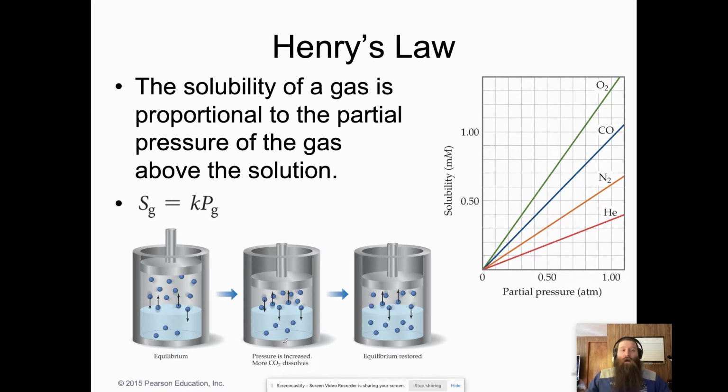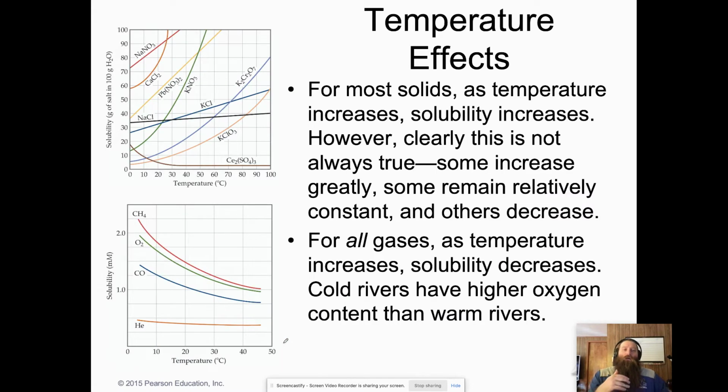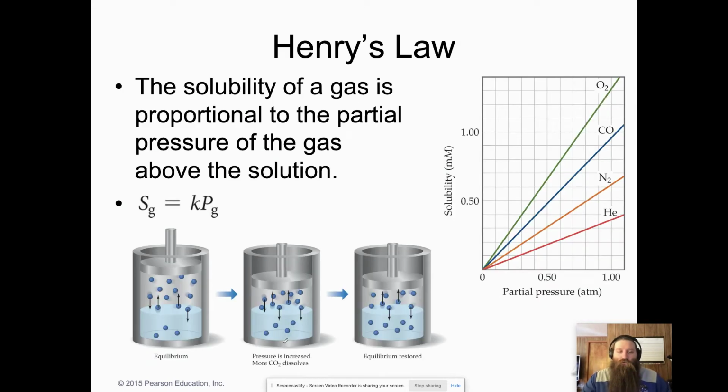It's really not a hard law to solve. It's just, whichever thing you're looking for, you divide out, right? So if you know K and you know SG, divide by K, you'll find the partial pressure of the gas. If you know K and PG, well, just multiply, you'll get the solubility of the gas, right? And for the most part, when we're talking about Henry's law, I just want to point this out. We really do like these nice straight lines. Keep something in mind.